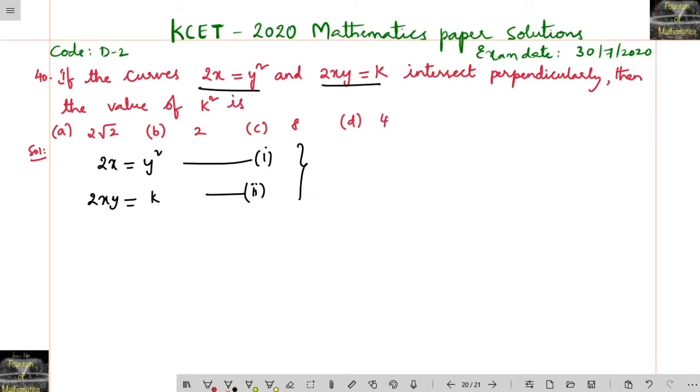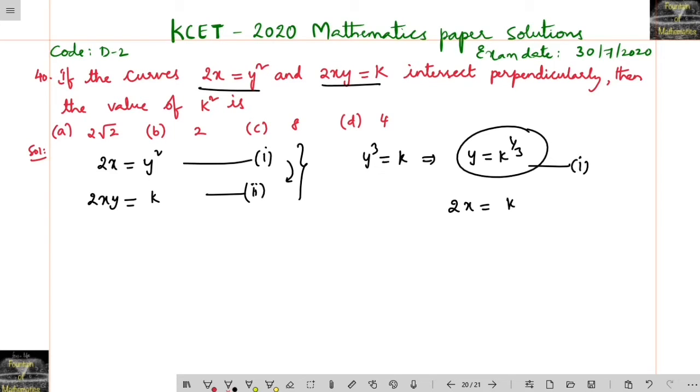Now solving these two equations, if we substitute the first equation in the second equation, we get y³ = k, that is, y = k^(1/3). Substituting this y = k^(1/3) in the first equation, 2x = k^(2/3), or x = k^(2/3)/2.